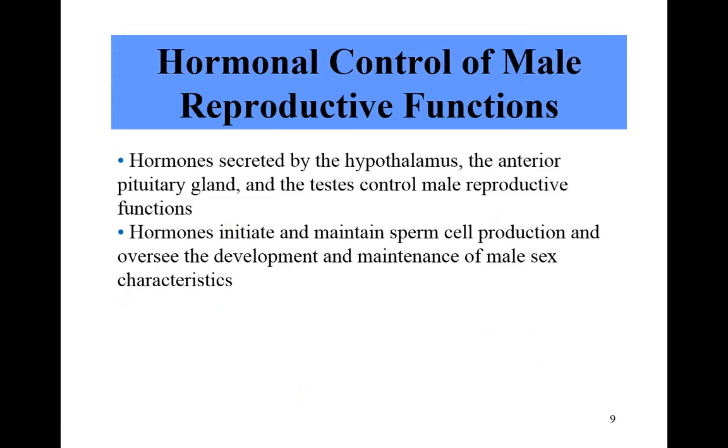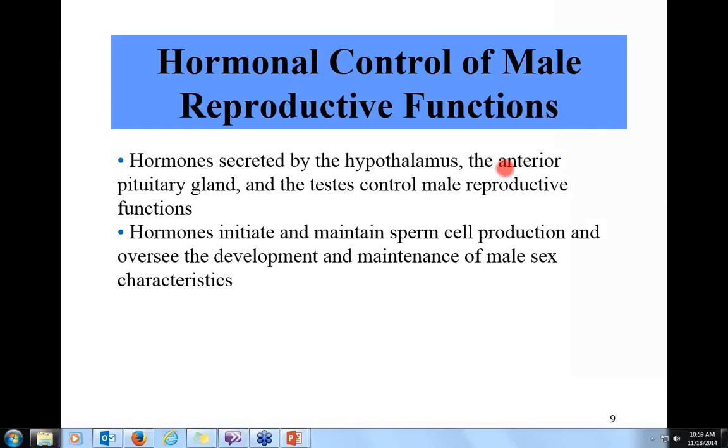When we think about hormones and reproduction, primarily we think about females, but hormones also play a pivotal role in male reproduction. If you remember Chapter 13, you've got your primary players: the hypothalamus and the anterior pituitary gland, as well as the testes. And these are going to produce hormones that are going to create the sperm cells and maintain the male sex characteristics.